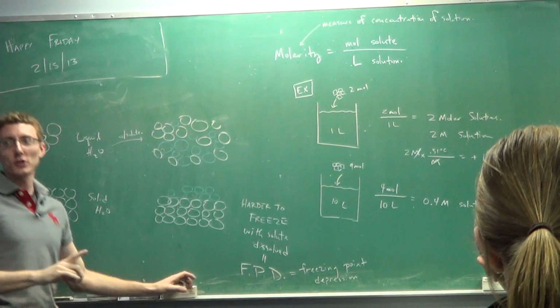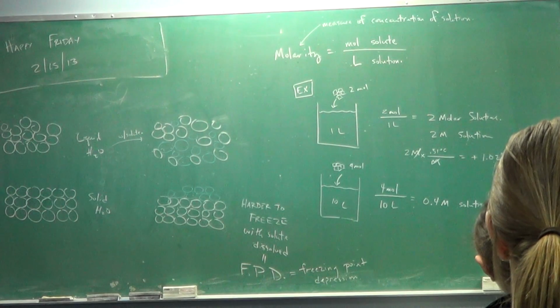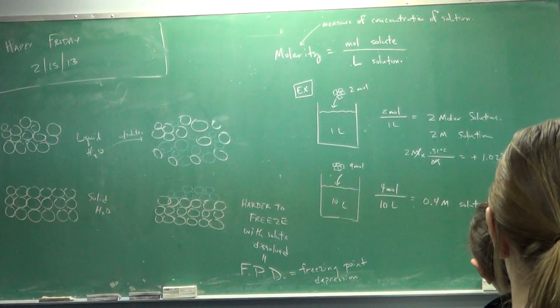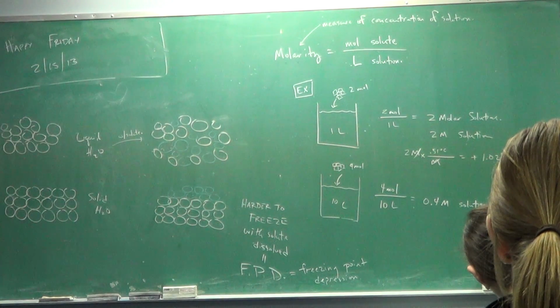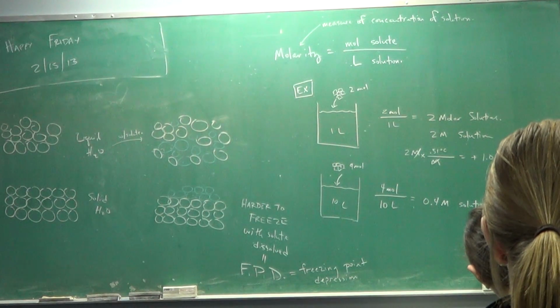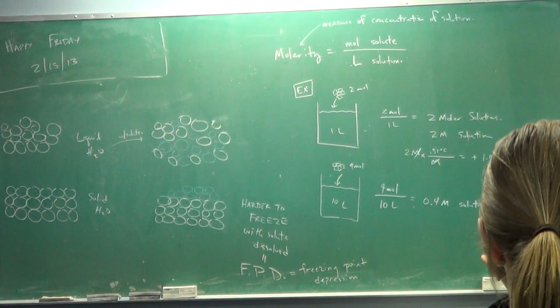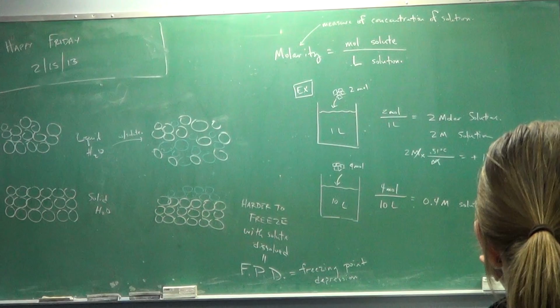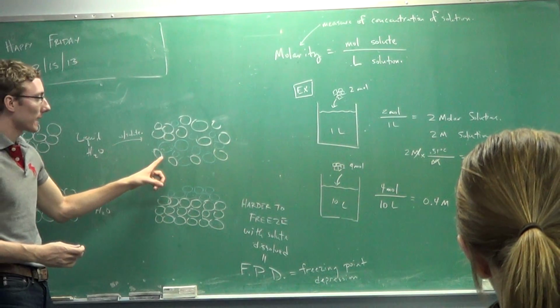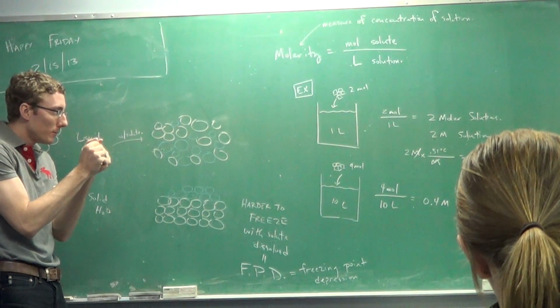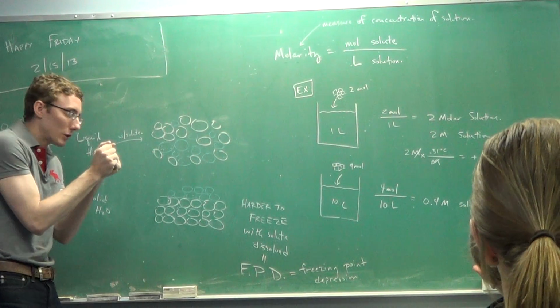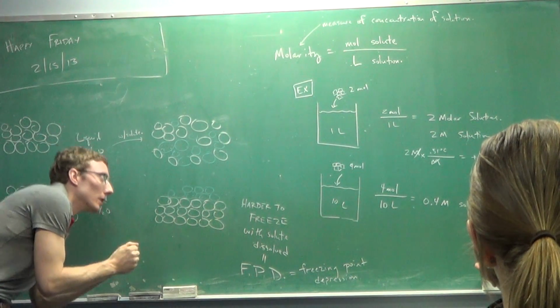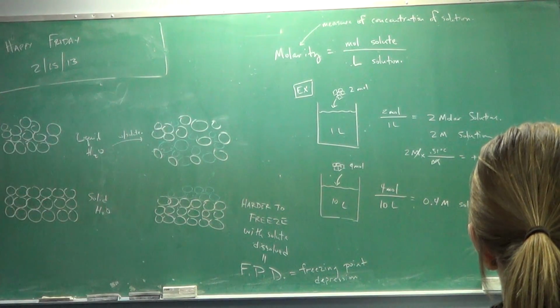Now the word depression tells you what's going to happen to the freezing point. The freezing point is going to get lower. It's going to be harder to freeze the water. You're going to have to get the water colder in order to freeze it. Because in order for those water molecules to settle next to each other, they're going to have to be moving slow enough to settle next to each other, which is going to be harder with that stuff dissolved.